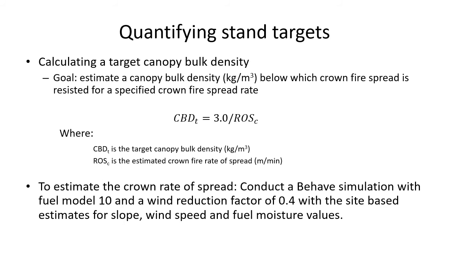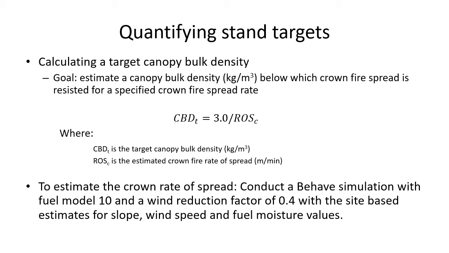And then once again, there's this approach where now we're rearranging Van Wagner's criteria for active crown fire spread to calculate a target canopy bulk density. So basically the goal is to estimate the bulk density below which crown fire spread wouldn't be expected for a given crown fire spread rate. So there's the equation. Once again, that's just Van Wagner's equation rearranged.